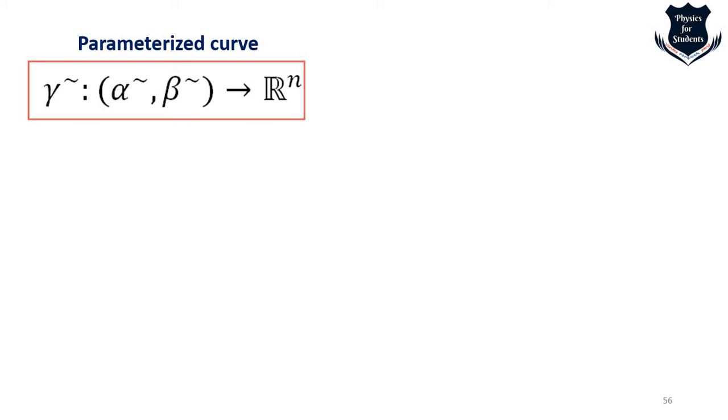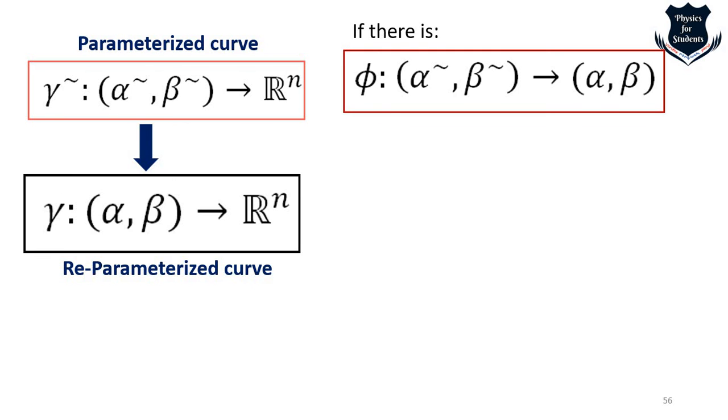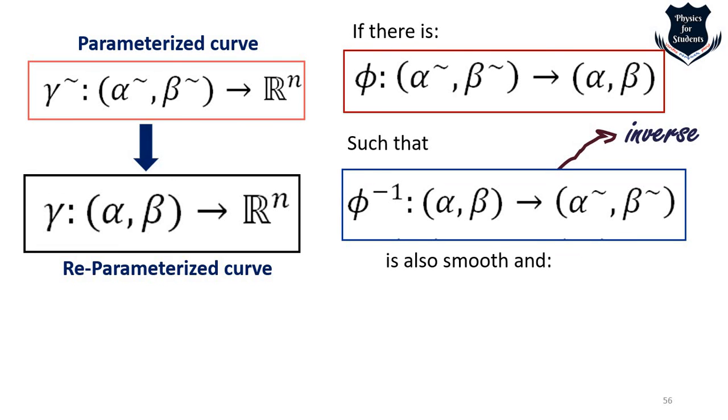So a parameterized curve, I have used tilde, gamma tilde of t, is a re-parameterization of a parameterized curve gamma. Just be very careful which one is re-parameterized and which one is parameterized. So the top one is a re-parameterization of a parameterized curve, this one. Obviously there will be a smooth bijective map, the re-parameterization map we can call it, such that the inverse map, this one, is also smooth. Obviously if this is smooth, then the inverse will also be smooth.